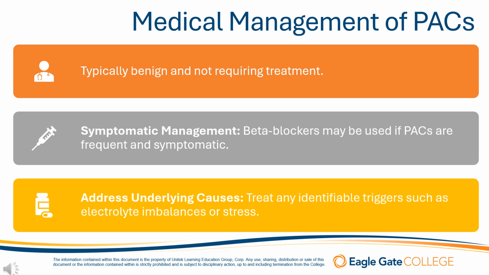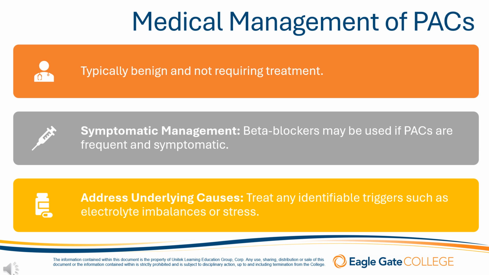Beta blockers such as metoprolol or atenolol can be prescribed to help reduce the frequency of PACs and alleviate symptoms like palpitations. These medications work by slowing the heart rate and reducing the excitability of the heart muscle. The decision to use beta blockers will depend on the patient's overall health, the severity of symptoms, and any underlying conditions. It is important to weigh the benefits of symptom relief against potential side effects of beta blockers, such as fatigue, dizziness, or bradycardia. Identifying and addressing underlying triggers or contributing factors is crucial in managing PACs.